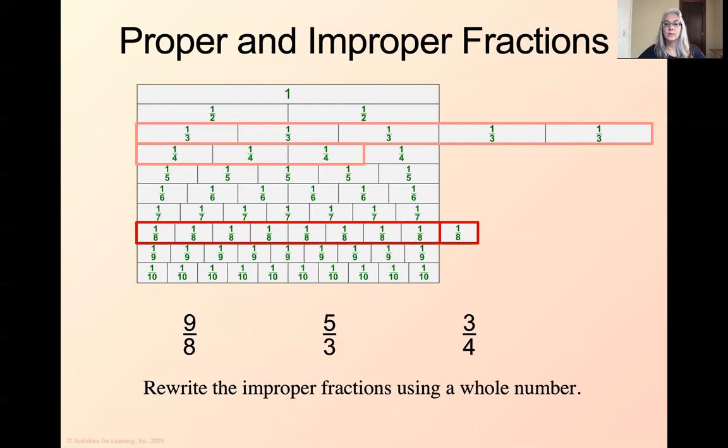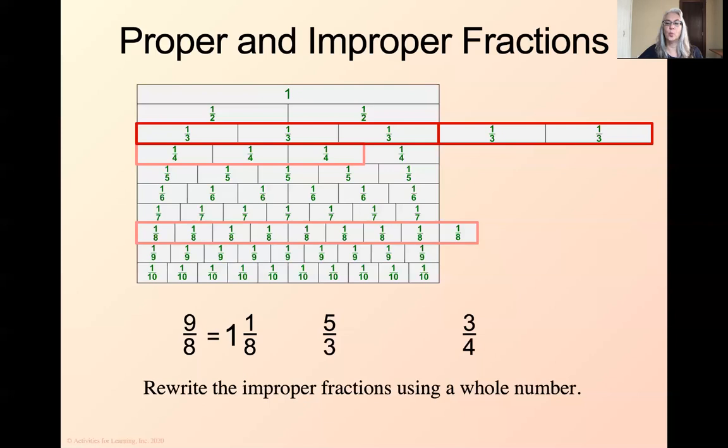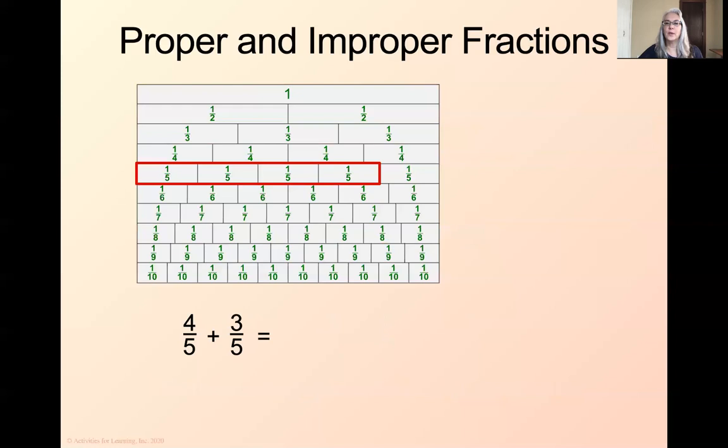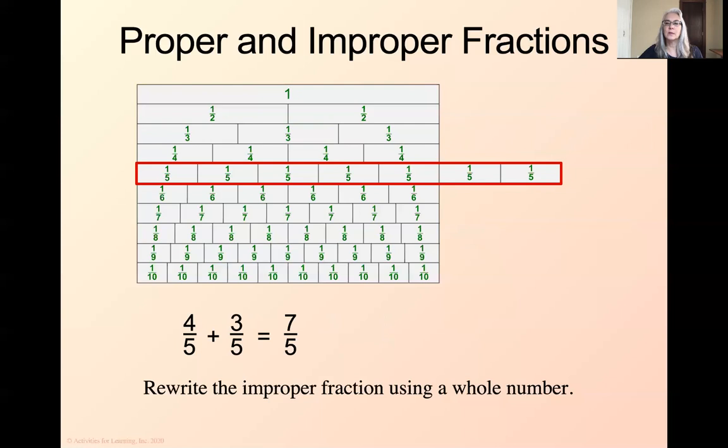Now we're not teaching the children the rules, we're just kind of looking at understanding it so that we can progress from there. Let's do the next one here. What do I have? This is my 5/3. So I have 1 2/3. See how this makes it so easy? It's almost anticlimactically easy. Let's do 4/5 + 3/5. How many do I have altogether? 7/5. And I'm going to rewrite it. And I can say it's 1 2/5.